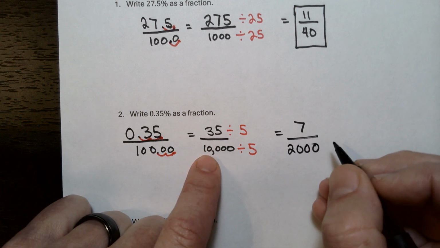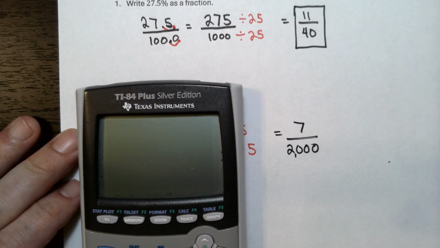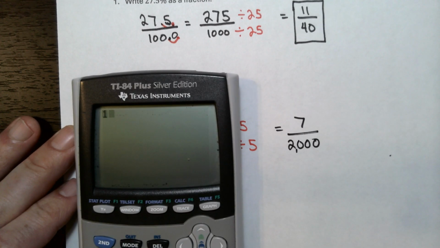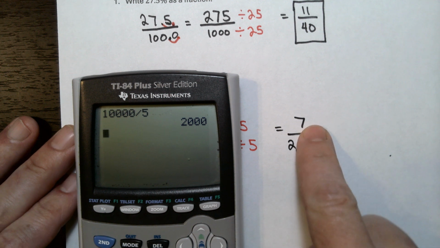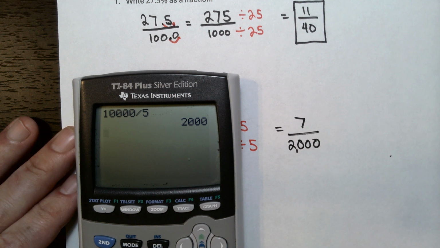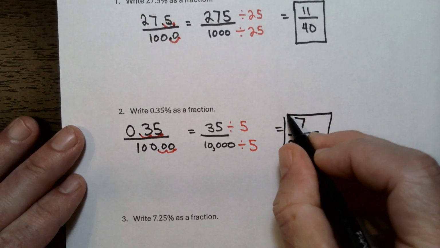So 10,000 divided by 5 is 2,000, and you can confirm that in your calculator real quick. 10,000 divided by 5. Okay, so you get 2,000, and 7 is prime, and 7 does not go into 2,000. You can check that here. Let's divide that 2,000 by 7. It gives you a decimal. So that is reduced as it can get right there.